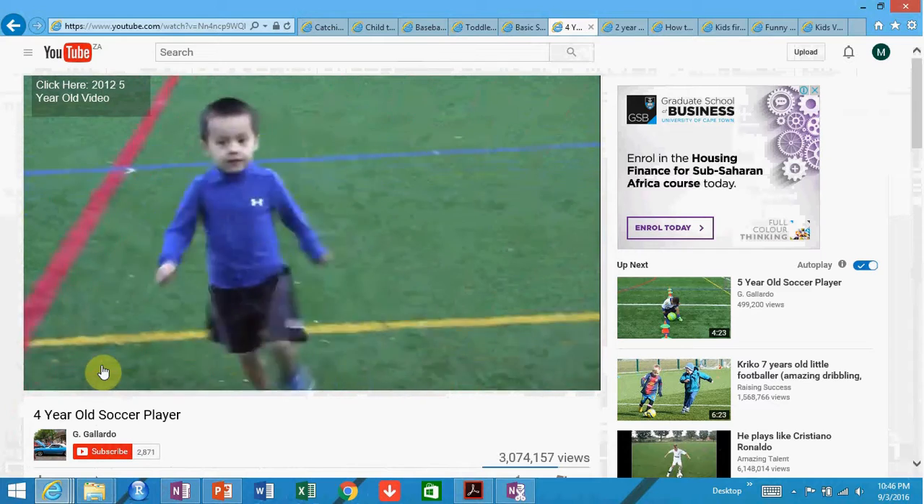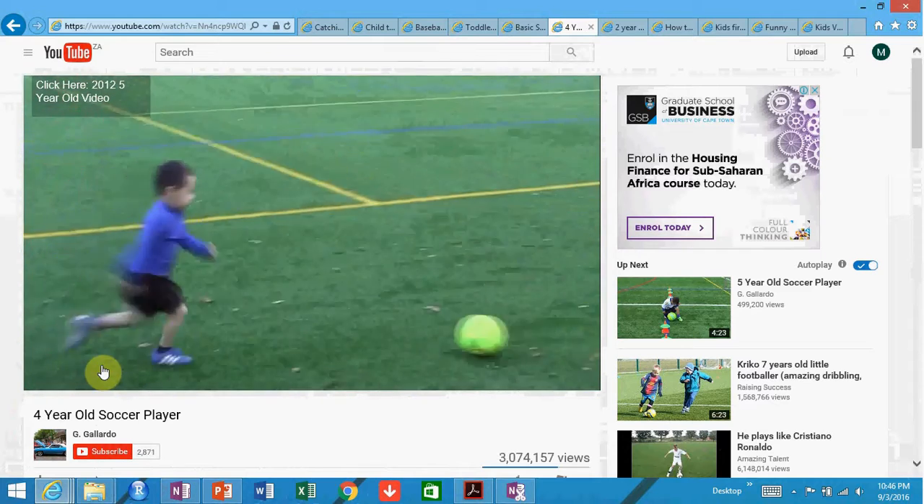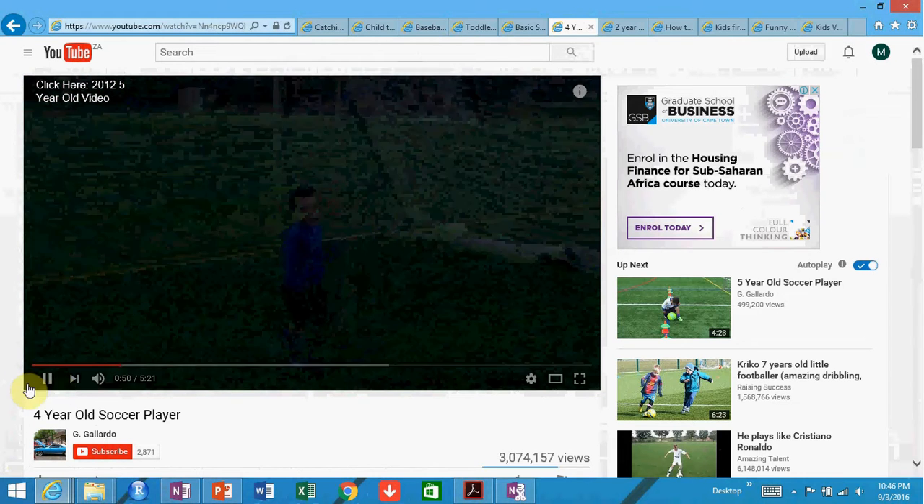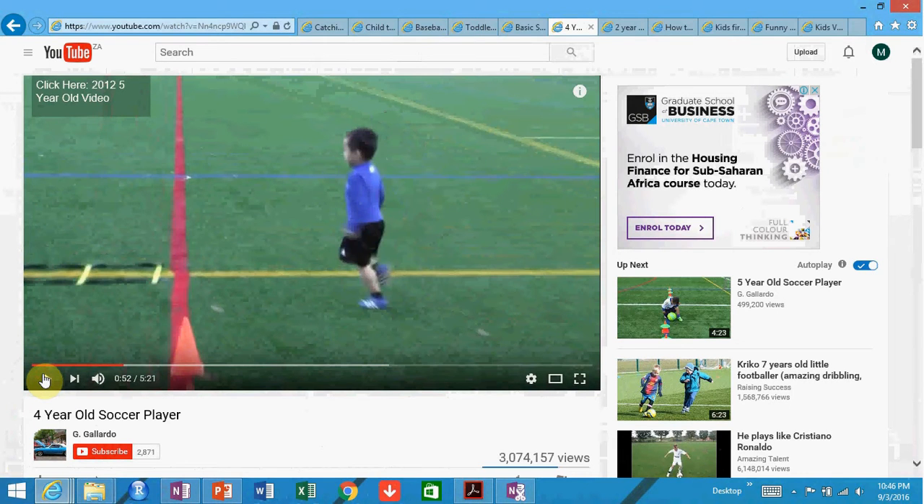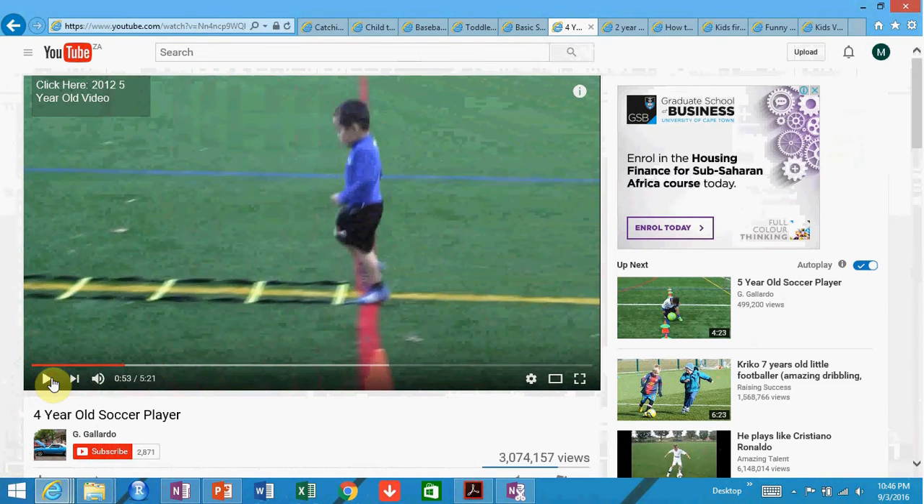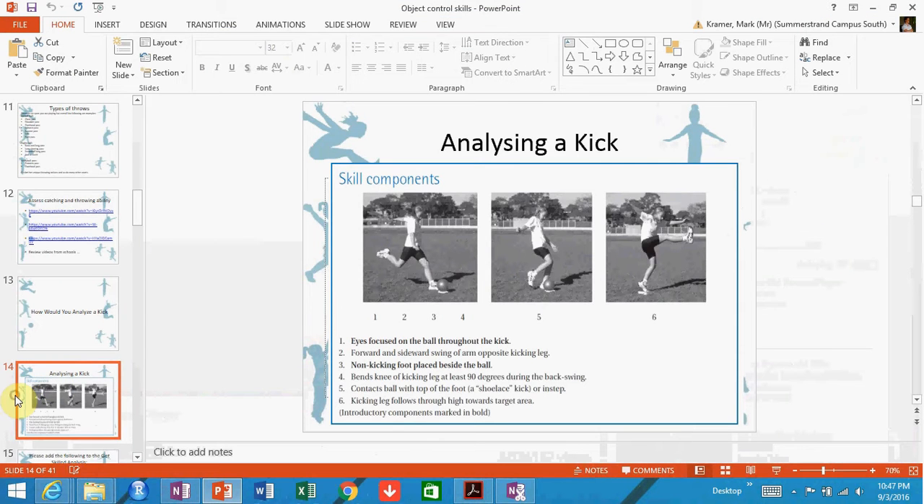Watch the kick and run up, step and kick. Eyes focus on the ball, step with the foot next to the ball and then kick the ball. Just have a look if there's anything else in this video that could really demonstrate a little bit more of an advanced kicking action. But again, 4 years old, not too bad. Definitely not too bad for a 4-year-old.